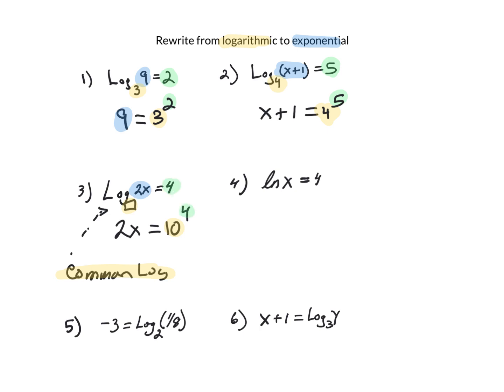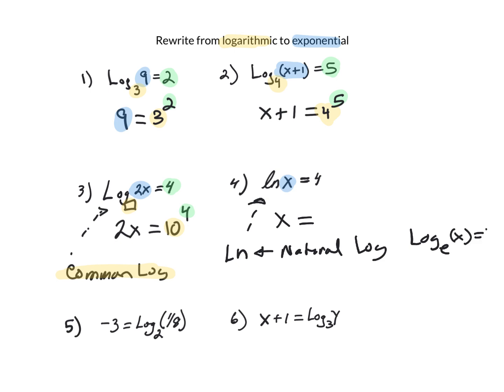When it's ln, like in this one, it's ln. So x is equal to, and so it's ln. So ln is a natural log. And that could have been written as log base e of x equals 4. But we write it like this for short. Right? So that means the base really is an e. So it's e to the 4th power is how you'd write that one.